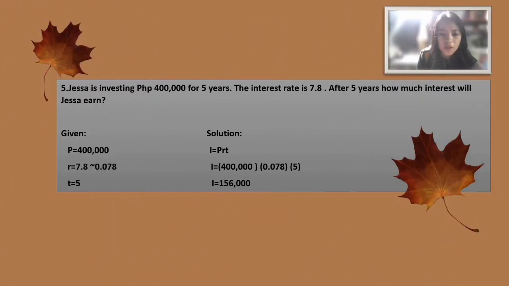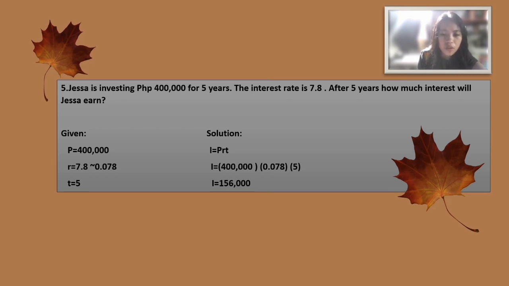Example number 5. Jessa is investing 400,000 pesos for 5 years. The interest rate is 7.8%. After 5 years, how much interest will Jessa earn? So the given is P equals 400,000 pesos. R is equal to 7.8%, but we have to convert it into a decimal, 7.8 divided by 100 equals 0.078. Then T is equal to 5.